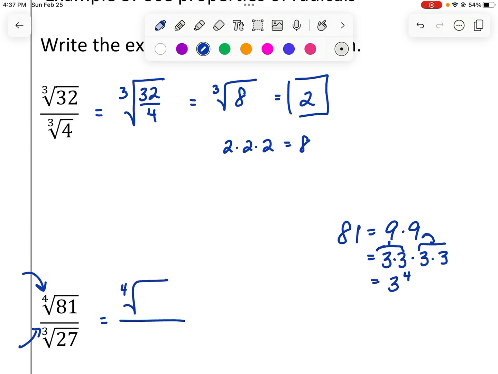So I now have the 4th root of 3 to the 4th over the cubed root of 27, which hopefully you know off the top of your head is 3. And the 4th root of 3 to the 4th is 3. And so 3 divided by 3 is 1. So that is how we do this one.